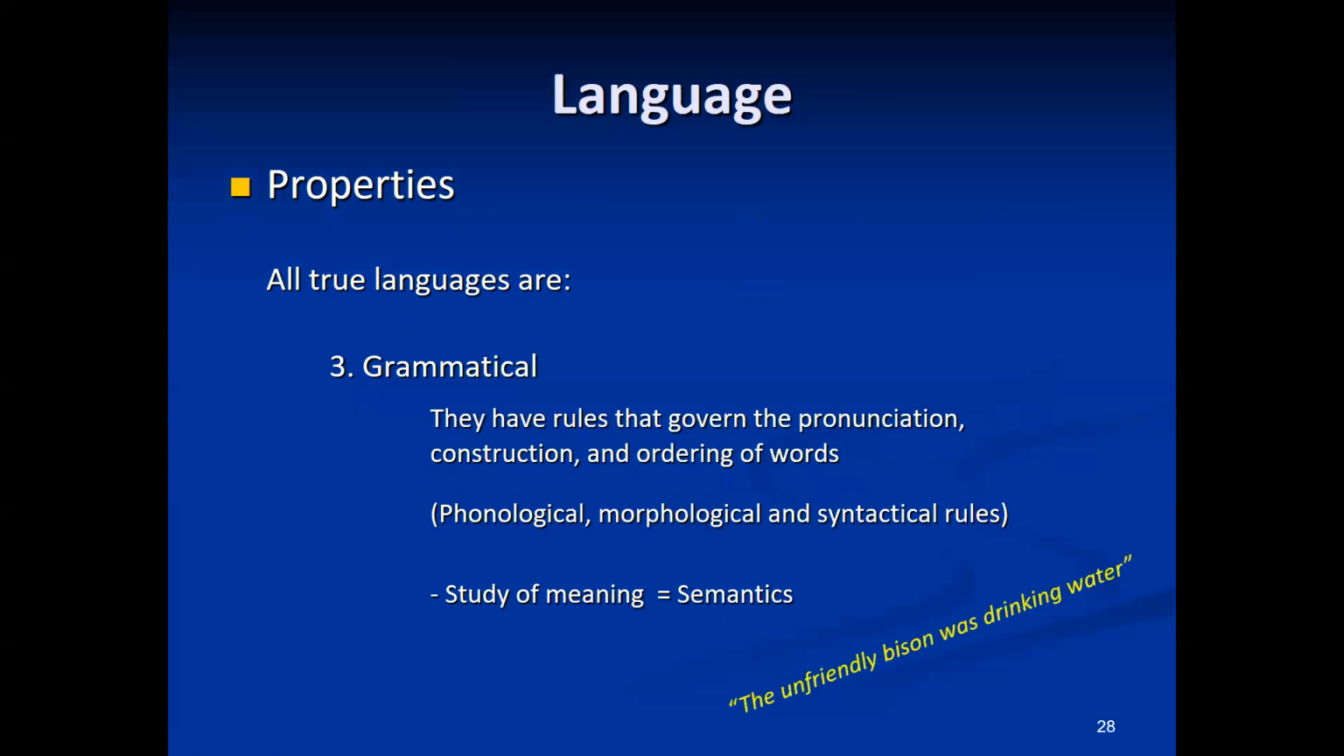Finally, all true languages are grammatical. They have rules that govern the pronunciation, construction, and ordering of words.